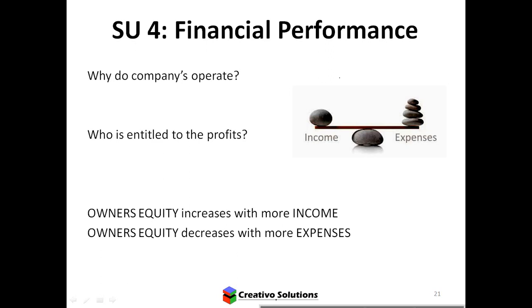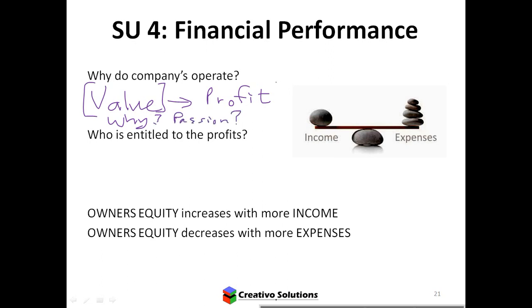Some companies do operate only to make a profit, that's fine. Generally, I would go with value first, and then profit, because value is the why we do something. The passion, etc. So why do musicians make music? Because they love making music. They love singing. And because they do so well at singing and making music, they become very profitable.